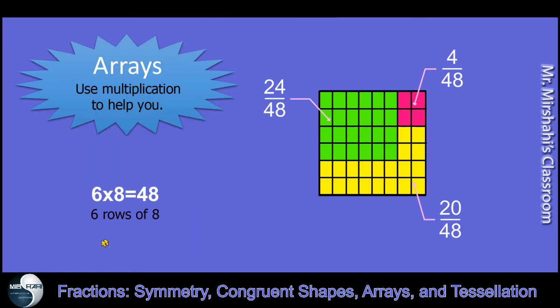And let's move on to the next. Here we have 6 rows of 8, so 48 in total. So the denominator is 48, and we count the green ones. Again, we can use multiplication to help us. 1, 2, 3, 4. 4 times 6 is 24. 24 48ths. Again, that is a half as well. 24 is half of 48. 4 48ths here, and 20 48ths are yellow.